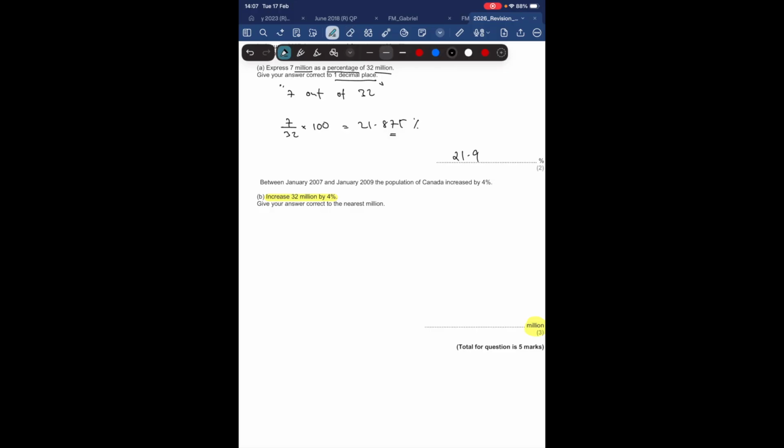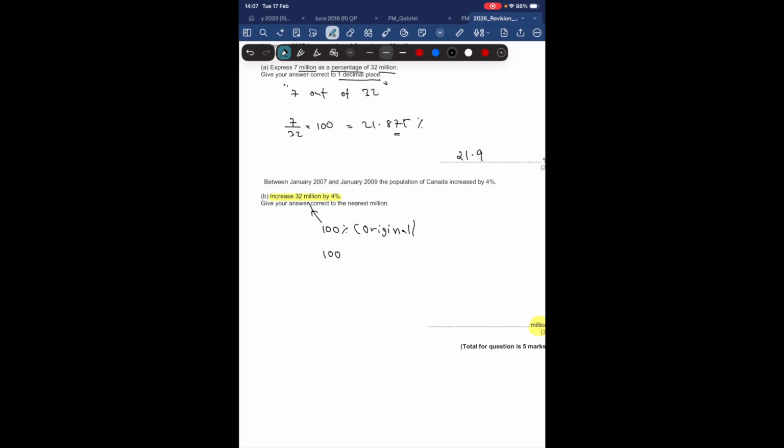Now, the original value is 100%, and this is the way that we do normal percentages. We always set the original value to 100%. The original value is the 32 million. Now, we're going to increase that 100% by 4%, which is going to give us 104%. What that means is that the new value, which is what we want, is going to be 104% of the original value, which was the 32 million.